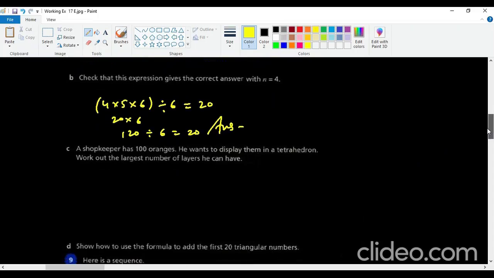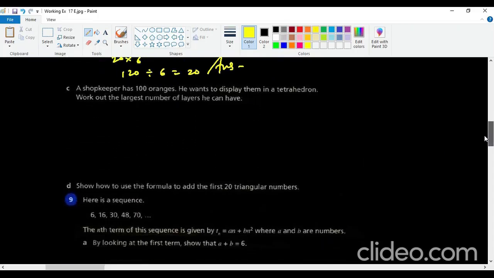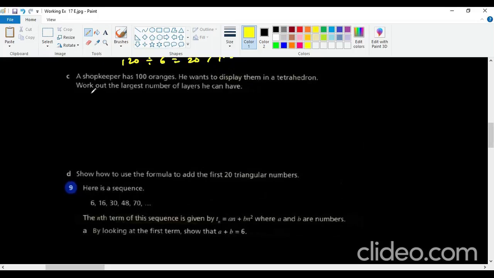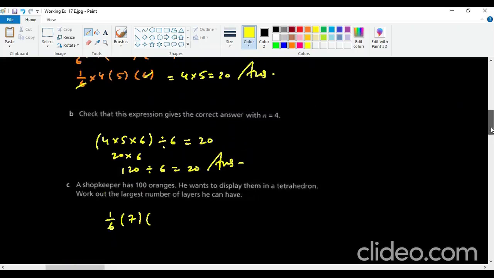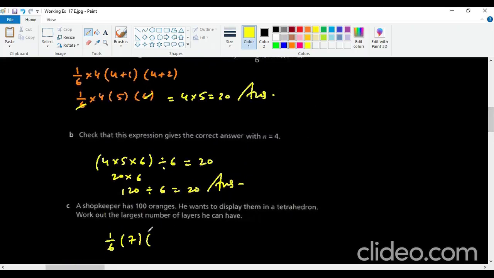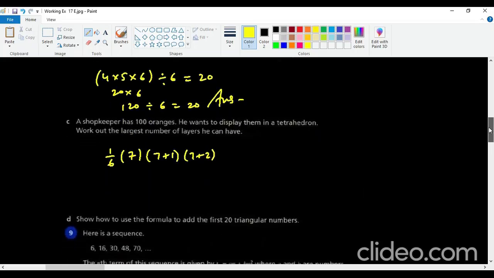Now, a shopkeeper has 100 oranges. He wants to display them in a tetrahedron shape. Work out the largest number of layers he can have. Now he has 100. Now let's see if we put 1 over 6, 7, and what is the term rule? 7 plus 1 and 7 plus 2. Let's see what it gives you.